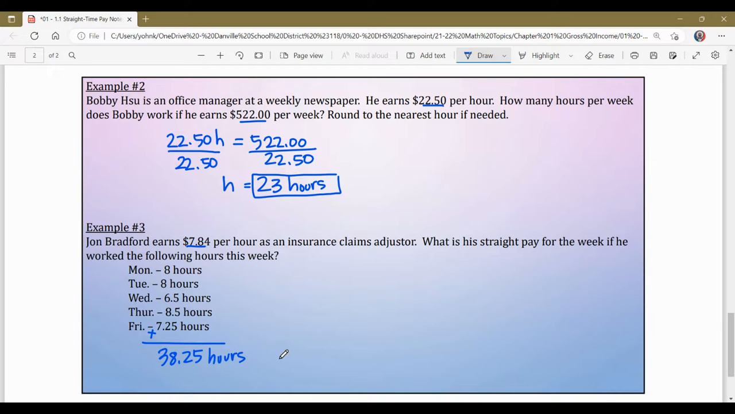So to see how much John makes for the week, we can take the number of hours, 38.25, and multiply by his hourly rate, which is $7.84. This is going to give me a grand total of $299.88.